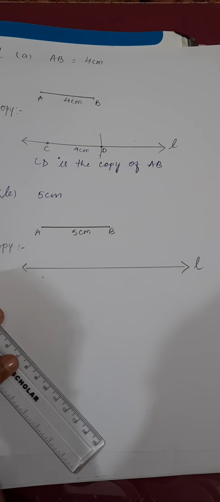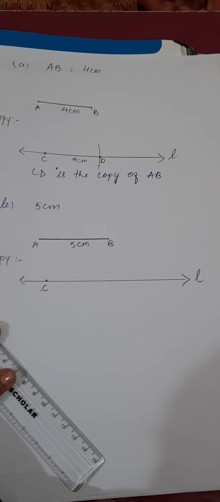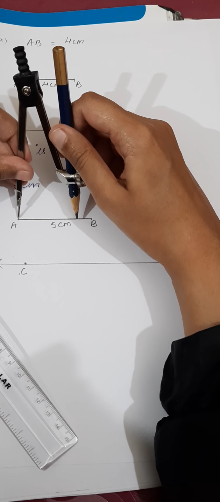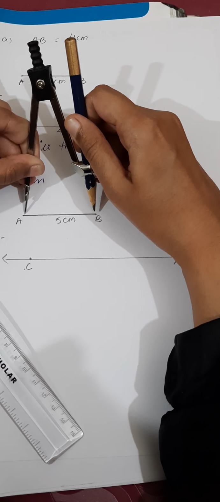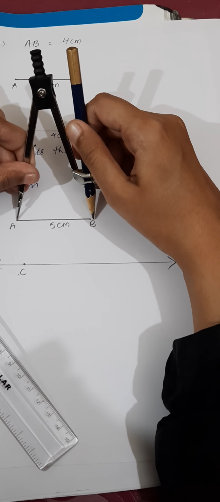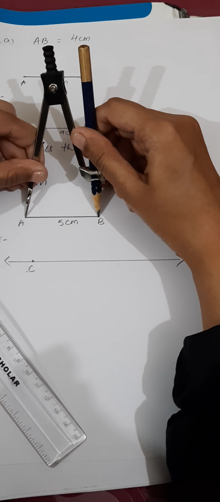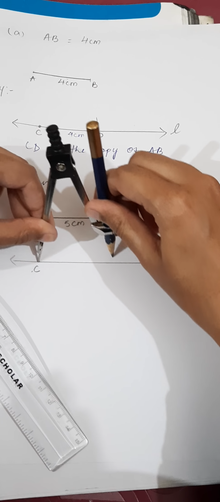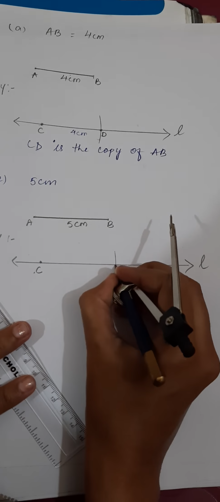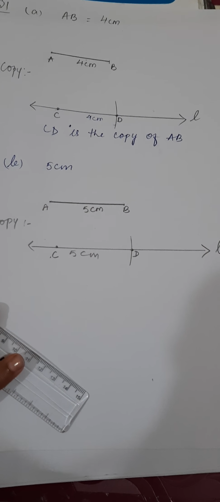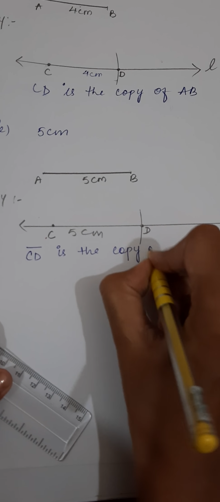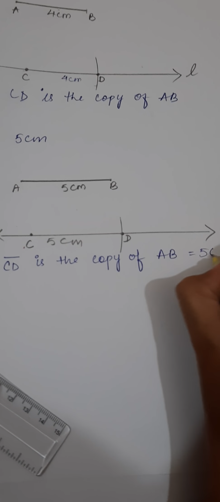L. Drawn. Again take any point C on it. Taken. Now open up the compass so that at the first point I am placing the needle and the pencil is on the second point. In such a way I am going to open it. Now this is the measurement of 5 centimeters which I have opened. Place the needle on C and mark an arc. This intersection point is D and this CD is 5 centimeters. So I am going to write here CD is the copy of AB equals 5 centimeters.